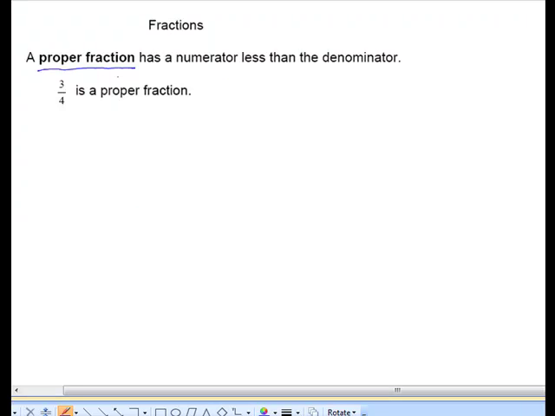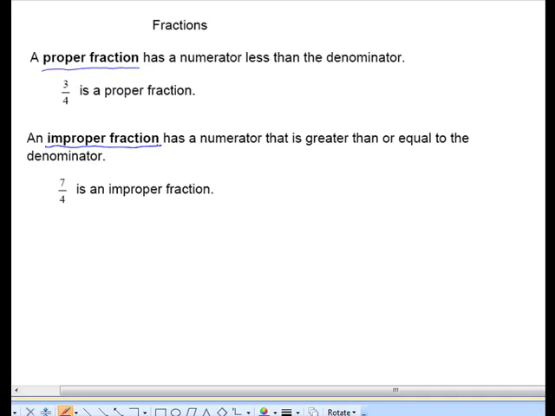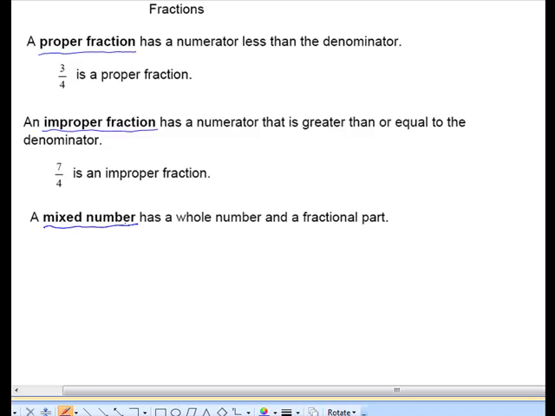Now we'll get a couple of definitions. First, a proper fraction has a numerator that is less than the denominator. So 3/4 is a proper fraction. The 3 is less than the 4. An improper fraction has a numerator that is greater than or equal to the denominator. 7/4 is an improper fraction. A mixed number has a whole number and a fractional part.